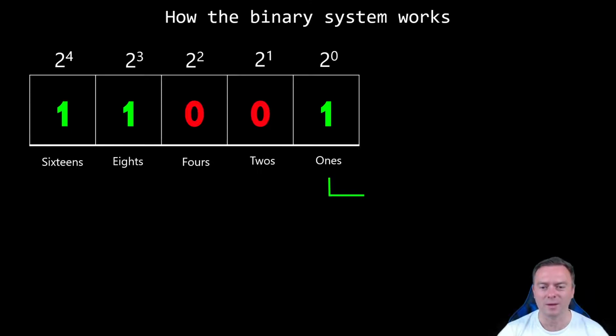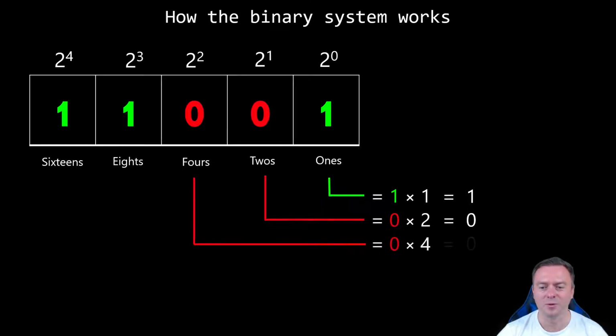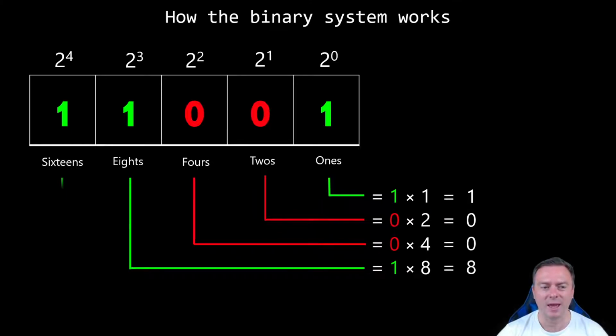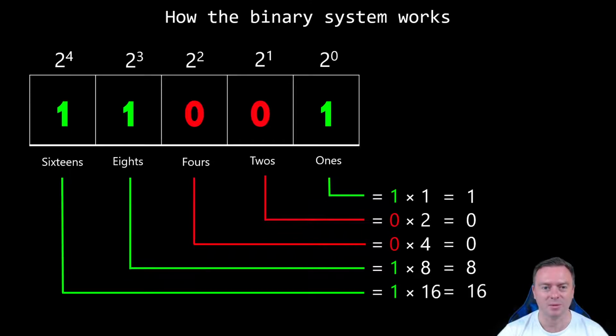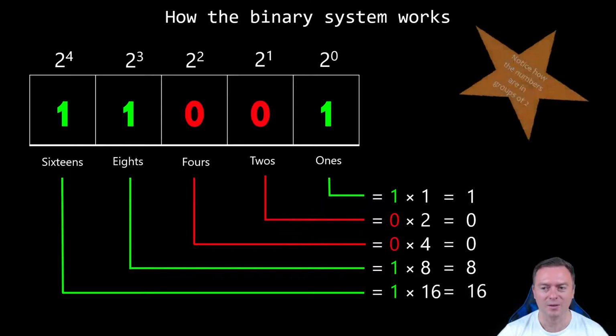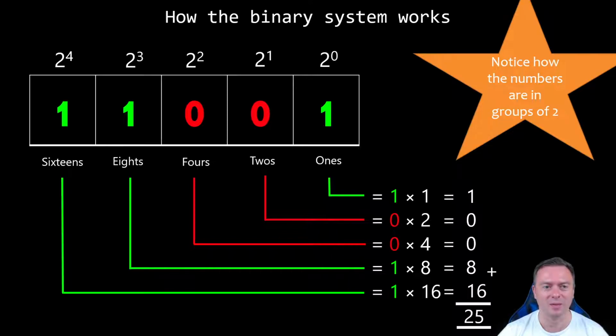So 1 lot of 1 is 1. 0 lots of 2 was 0. 0 lots of 4 was 0. 1 lot of 8 was 8. And then 1 lot of 16 was equal to 16. So then we added all those together and we saw that that equaled 25. So basically, 11001 in binary is the same as 25. A computer, remember, only understands ons and offs, and it can't have all the other characters. So it can't have a 2, 3, 4, 5, 6, 7, 8, or a 9.